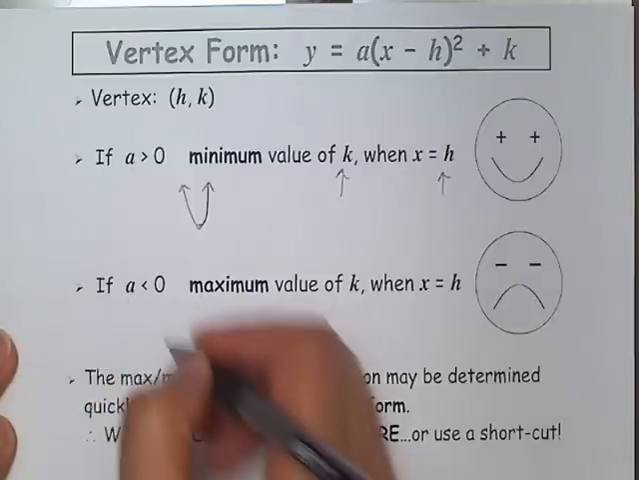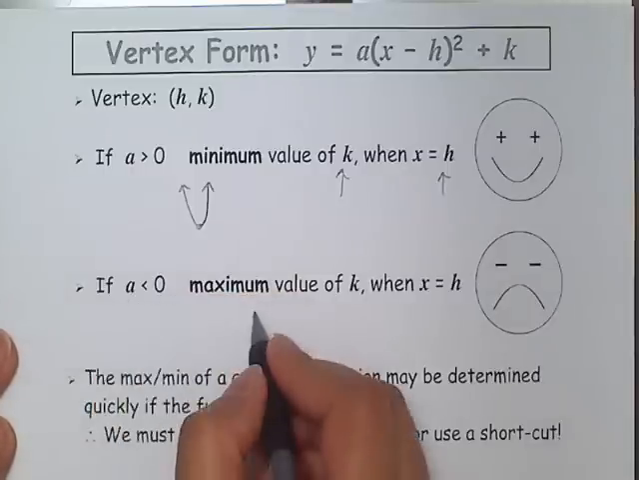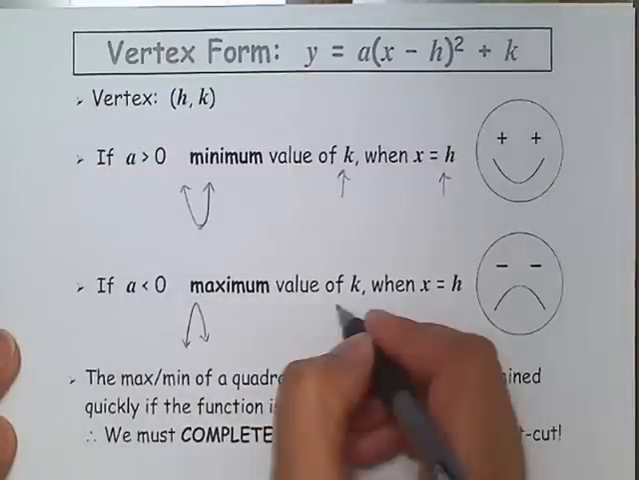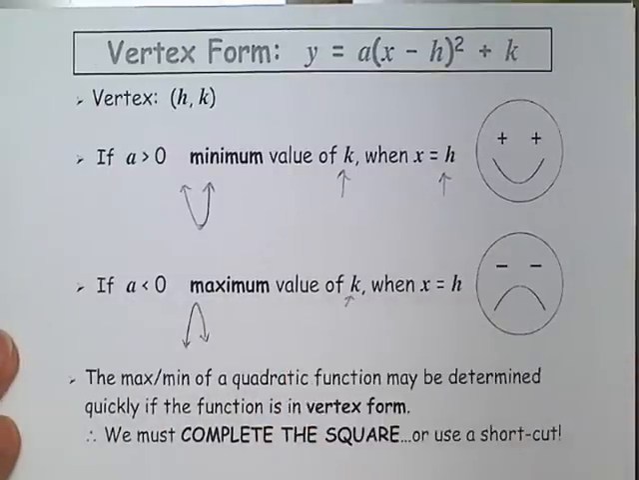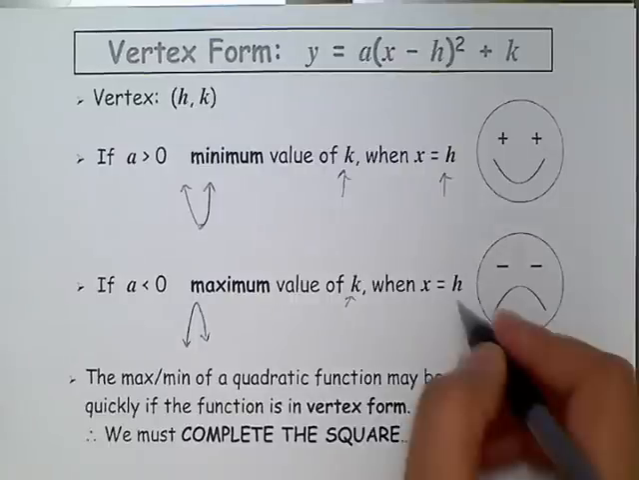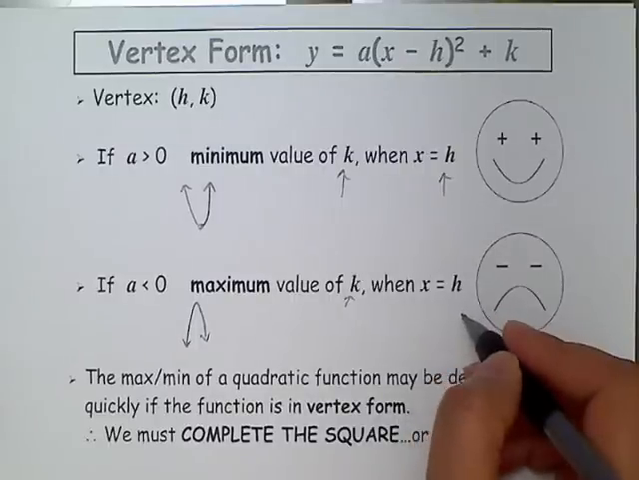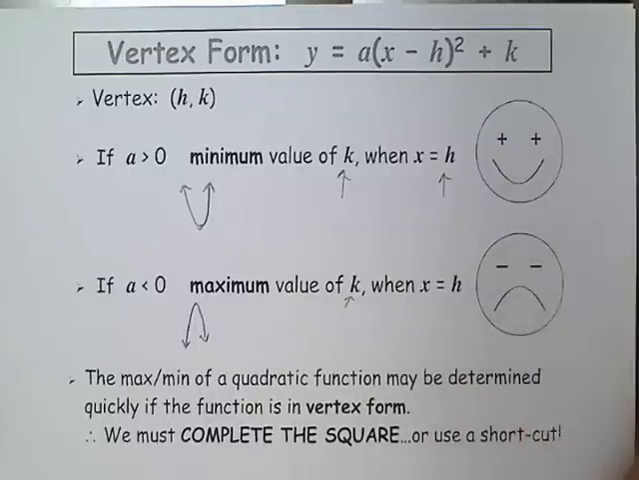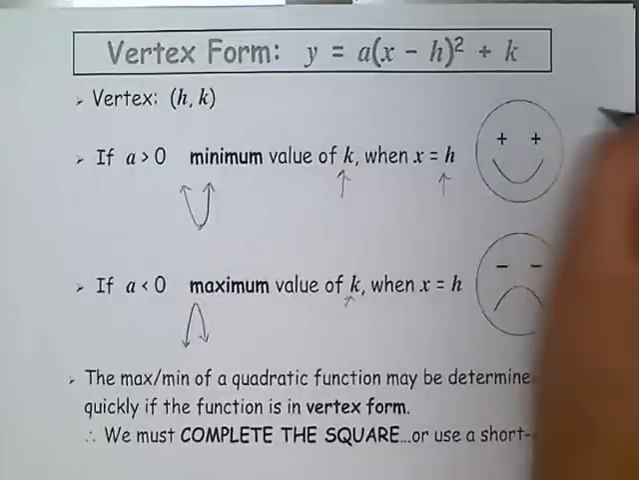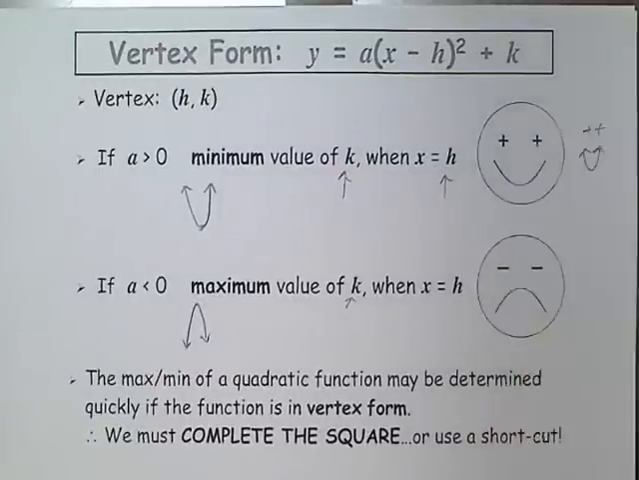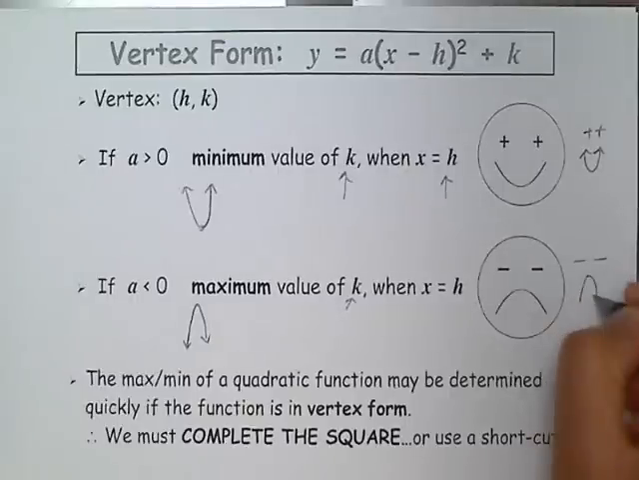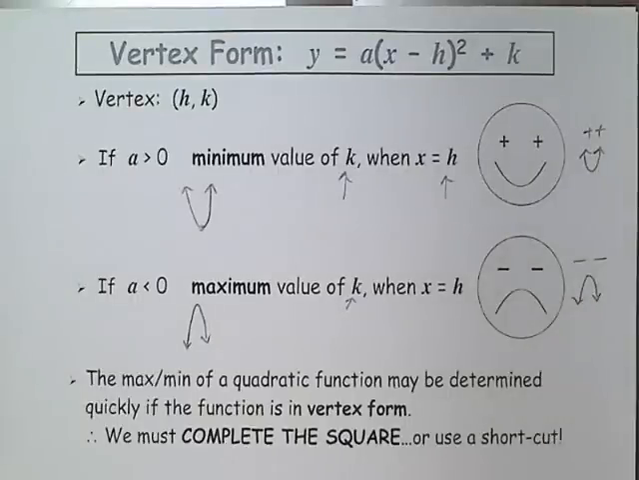If the value of a is less than 0, which means it's negative, then you would have a maximum value of k since the parabola opens downward. So that would give you the maximum value. And that occurs when the value of x is equal to whatever the x-coordinate of the vertex is. I usually like to use a happy face and a frowny face to help me remember it. If the coefficient of a is positive, then I know it's going to open up. If it's negative, then I know it's going to open down.